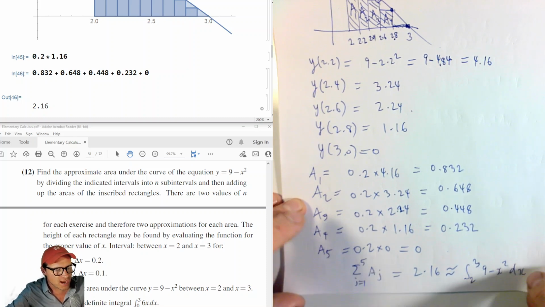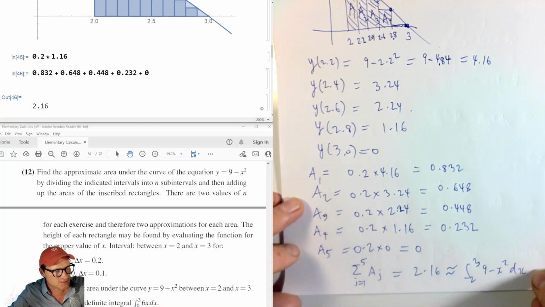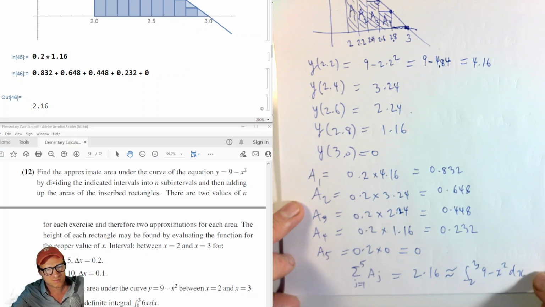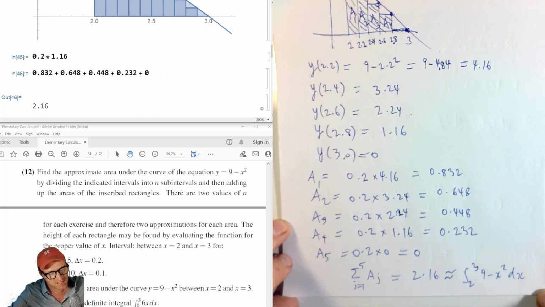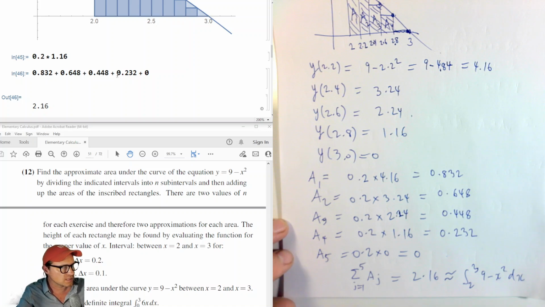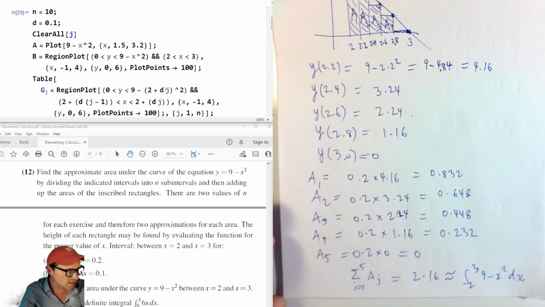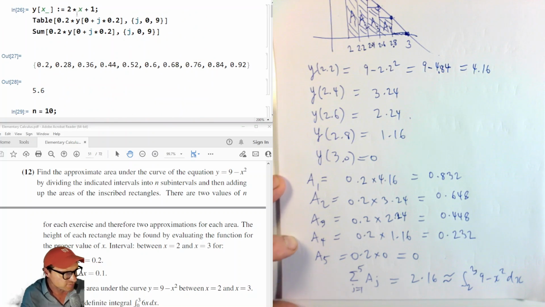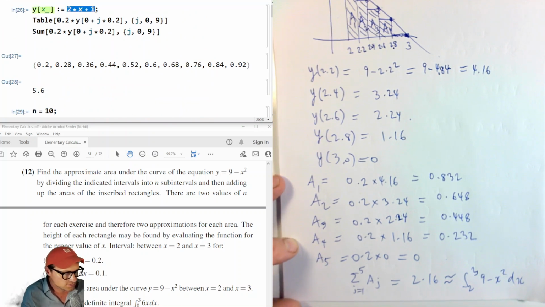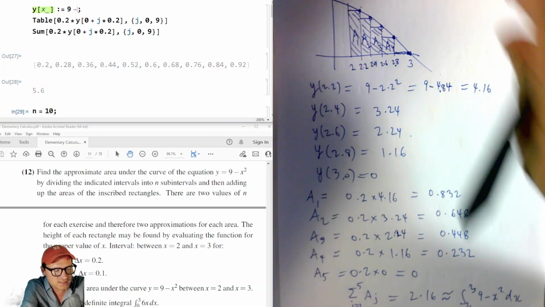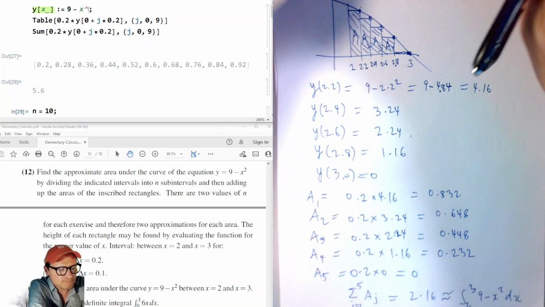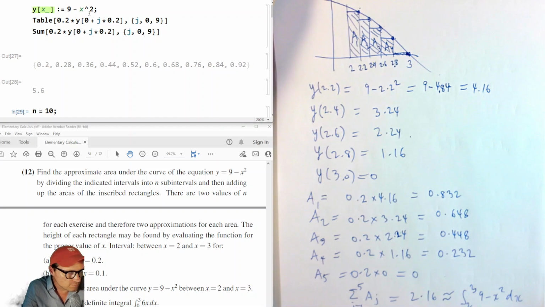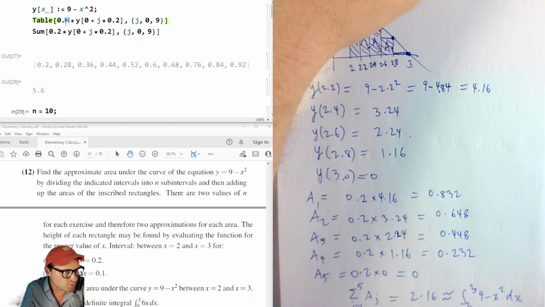Okay, next we are asked to break this up into steps of 0.1 rather than steps of 0.2 and then repeat the procedure. All right, so let's do this like what we did in the previous question. I will change my function here to the function 9 minus x squared. Okay, now the step size here is 0.1.